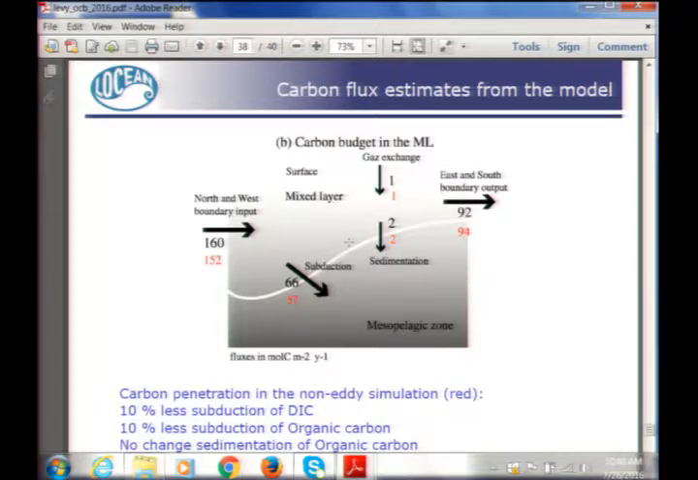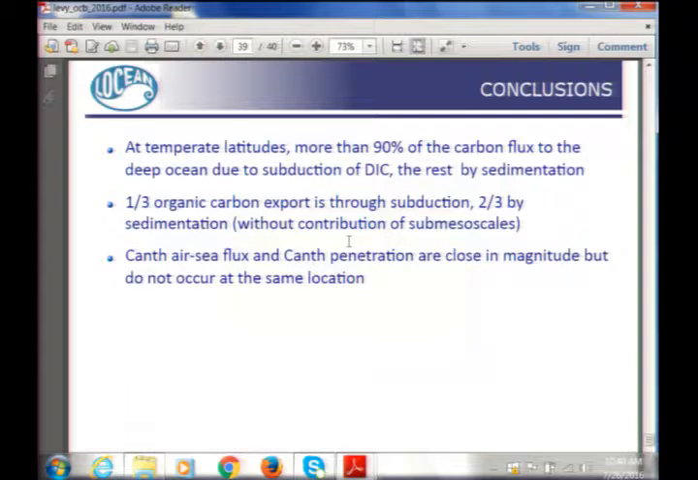It might be important, it may vary from one region to the other, and it's really one of the large unknowns that we still have to investigate. So just some conclusions. I would say this model study suggests that we need to be aware that physical fluxes are important.